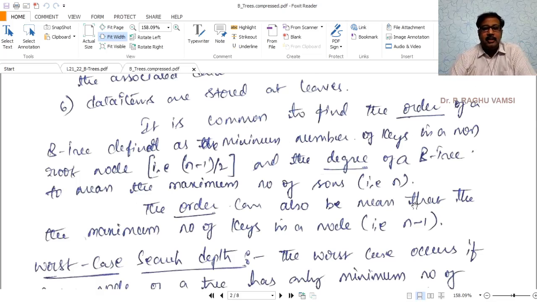The order can also mean that the maximum number of keys in a node is n minus 1. For example, if a B tree is of order 5, then the maximum number of keys in a node can be at most n minus 1, that is 5 minus 1, 4.